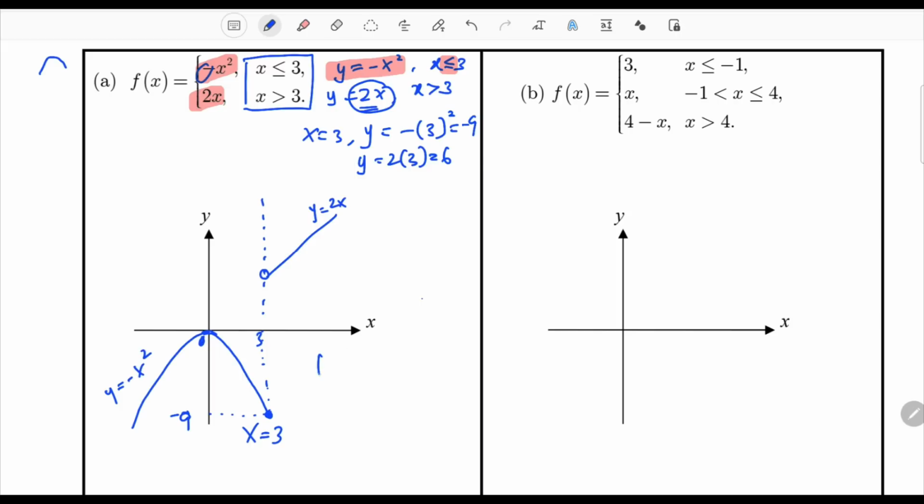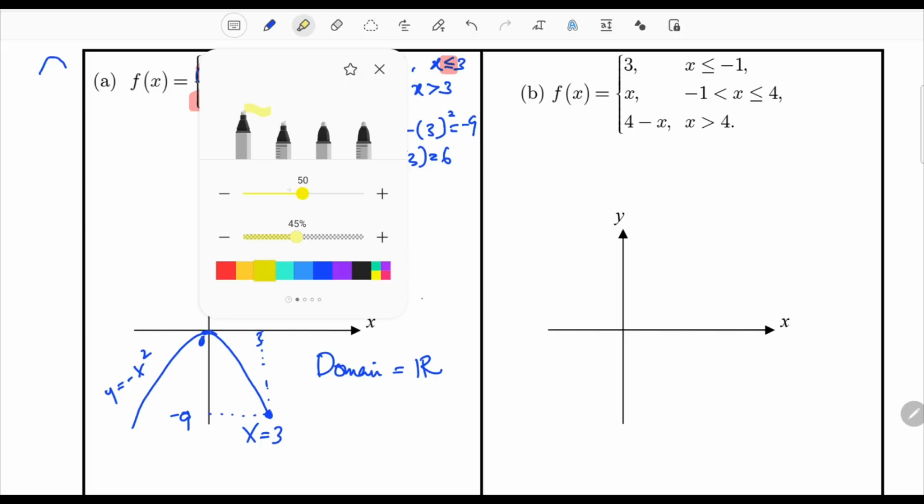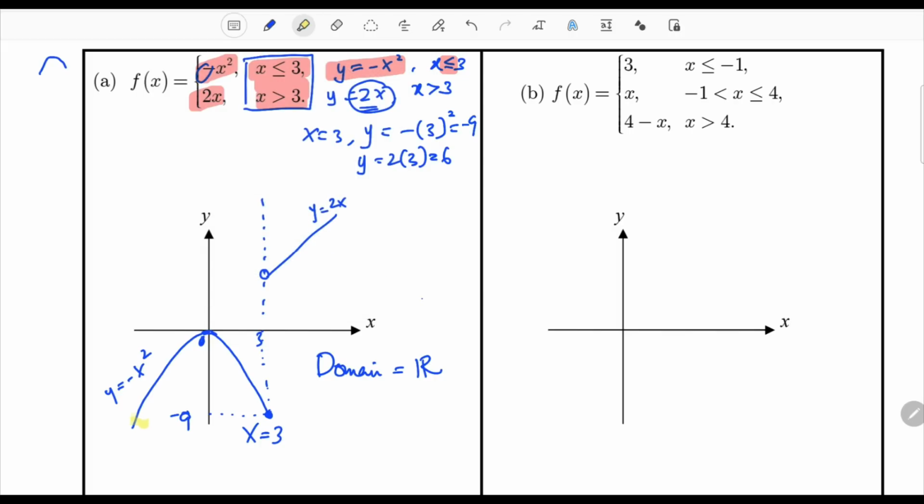Alright, so domain. Domain will be this. So you have the equal there. So that will be all real numbers. If you can see here, let me change the color. It goes from left up to this, stops here, but it continues here to the right. So smoothly from left to right, we have all the values.